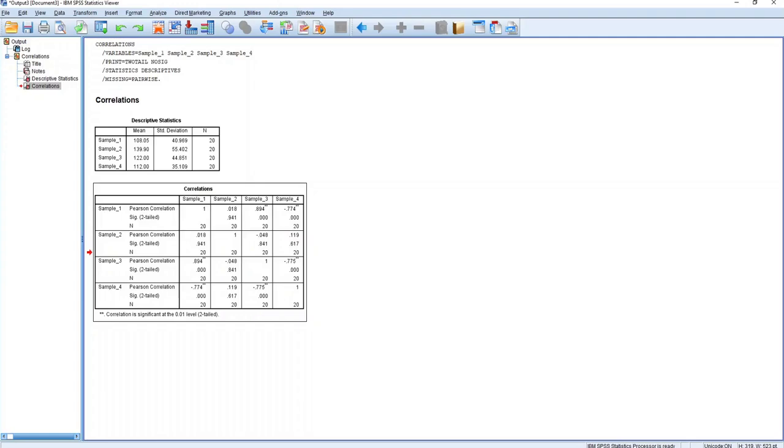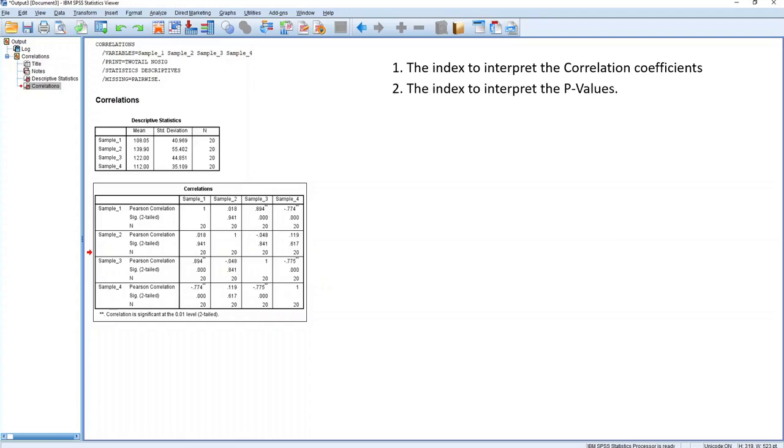Now, let's proceed to the correlation table. But before I discuss the results in this table, there are two basic things I want you to take into consideration. One, the index to interpret the correlation coefficients, and two, the index to interpret the p-values.